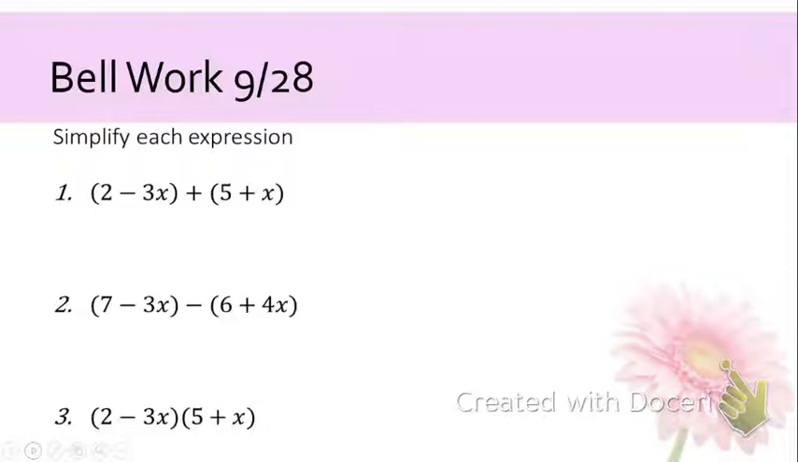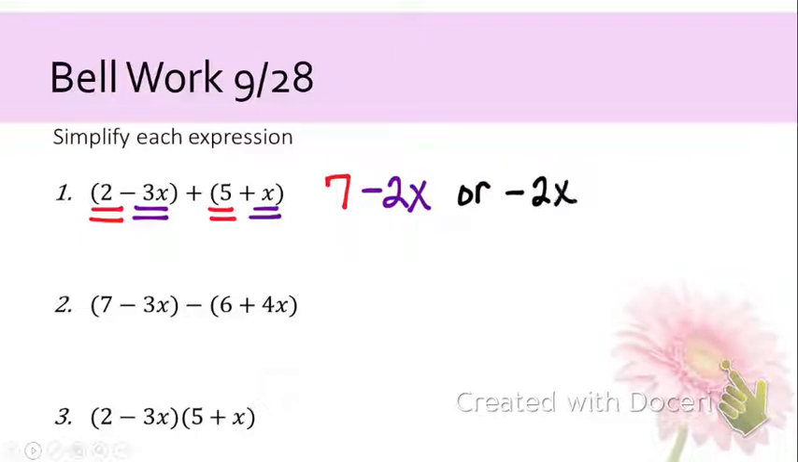So for this first one, it says plus sign, which means you're going to combine your like terms. So you're going to add together the terms that are alike. So your numbers without a variable, so the 2 and the 5, which is 7. And then negative 3 plus 1 is negative 2x. Now you can also switch this around and say negative 2x plus 7. So this is the exact same thing.